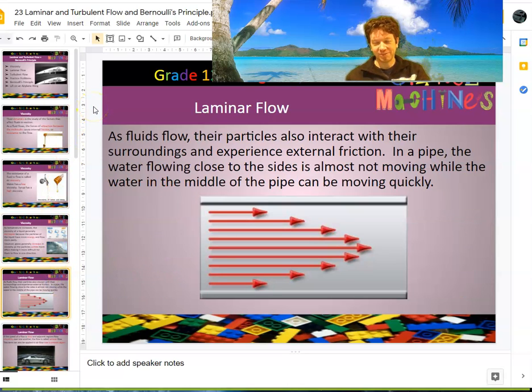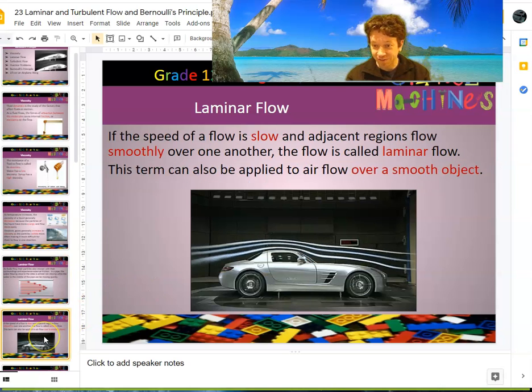But we don't usually just have a fluid flowing on its own. For example, in this case, you can have a fluid flowing in a pipe. Now, you're going to have external frictional forces as well. Specifically, the fluid that's close to the edge of the pipe will feel those external frictional forces and will be moving slower than the fluid flowing through the center of the pipe. But as long as the fluid's moving slow enough, you can have adjacent layers of the fluid flowing smoothly over top of one another. If that is happening, that is what we call laminar flow.